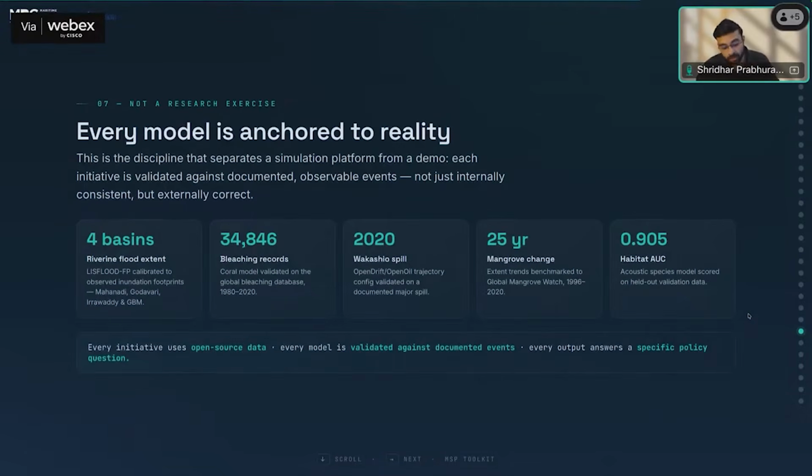So every single model that we have built, every initiative that we have, is using either open source data or verified data, which is validated against past documented events that exist, and we're increasingly trying to use it to answer policy questions and to identify how to make changes.